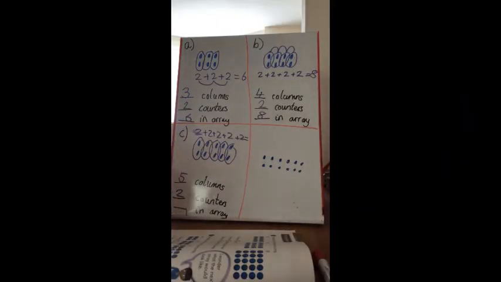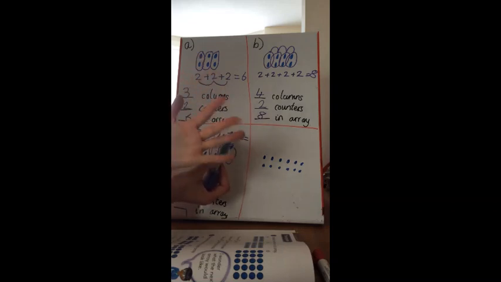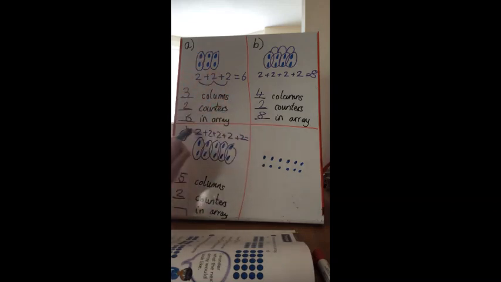Let's have a look then. So for C, you should have 5 columns. 1, 2, 3, 4, 5. 5 columns with 2 counters in. So we need to do 2, add 2, add 2, add 2, add 2 for our 5 columns. So that's 2, 4, 6, 8, 10. So you should have that as your answer.